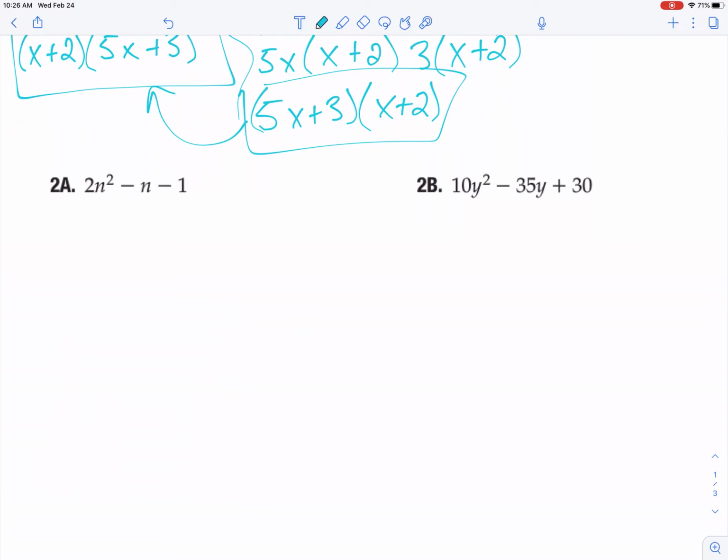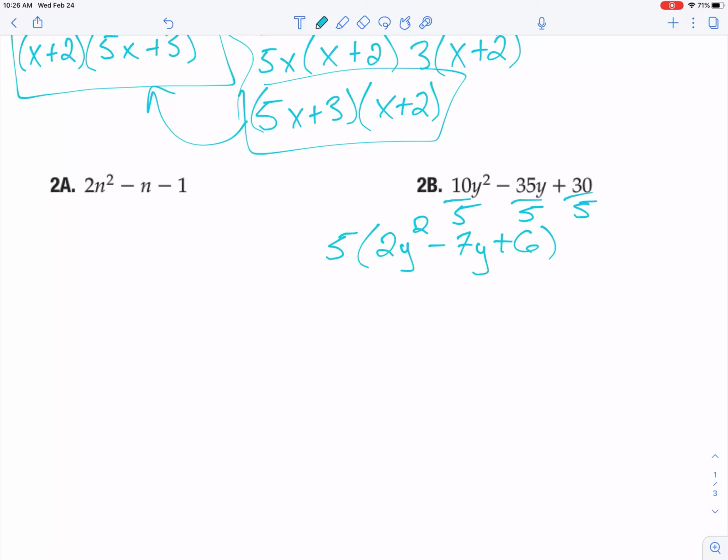Maybe we'll come back up here and maybe do 2b. It looks fun. Actually, on this one, you know what I think I'm going to try first? I noticed that I can take a 5 out of everything. So I'm going to do that instead. And that's going to give me a 5 on the outside and a 2y squared minus 7y plus 6. So this 5 is just going to need to hang out on the left the entire time.